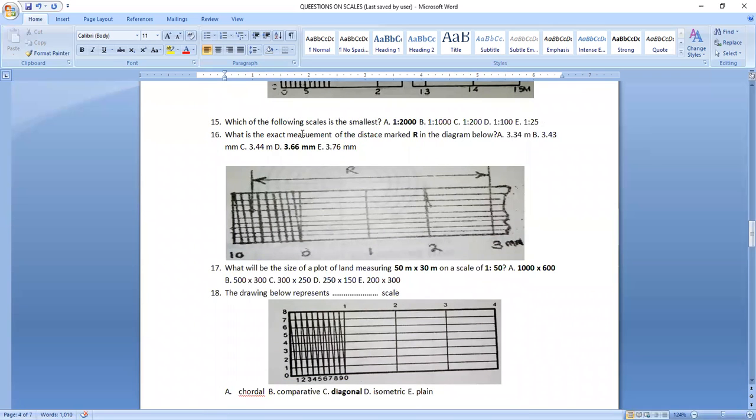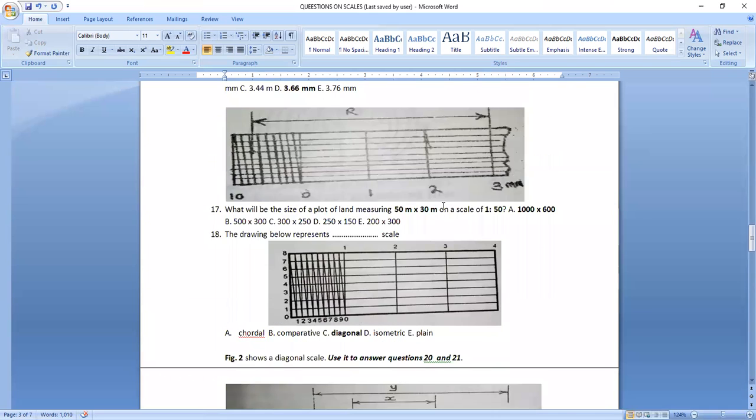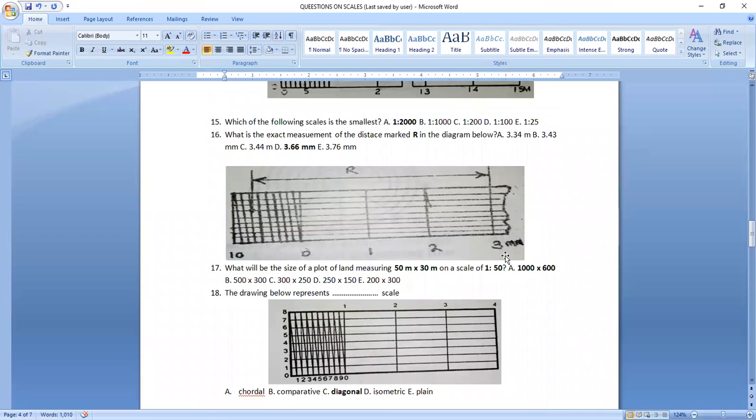What is the exact measurement of the distance marked out in the diagram below? So just like what we just did in question 14, here we have 3 millimeters. Then we come to this area to get what we are going to add to this. We read from here, 1, 2, 3, 4, 5, 6. That is 3.6. Then we go up here, 1, 2, 3, 4, 5, 6. That is 3.66. So option D is the answer to the question.